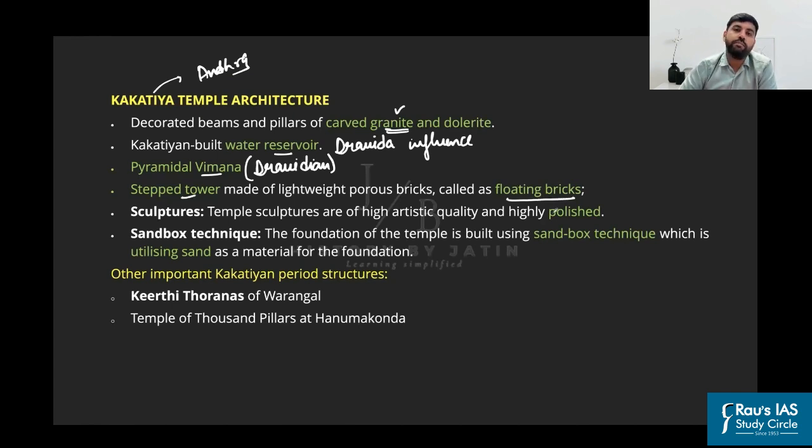The difference is floating bricks. Now, why they are floating bricks? Because they have gum, right? Natural obtained gum plus husk and clay. And because of this, they are floating bricks. They are highly polished stones, which was usually avoided.